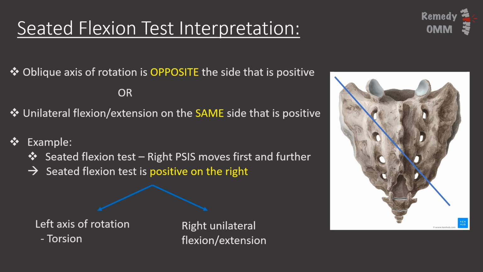For example, if we are performing a seated flexion test and the right PSIS moves first and furthest, then we know we have a positive seated flexion test on the right. What this tells us is that we have a left axis of rotation, as you can see in the picture on the right, which we will need to know when diagnosing a torsion, or we have a unilateral sacral flexion or extension dysfunction on the right side. We'll talk more about torsion dysfunctions next, but knowing how to interpret a seated flexion test is a major key to diagnosing sacral dysfunctions. This will make more sense as we continue and see some more examples.